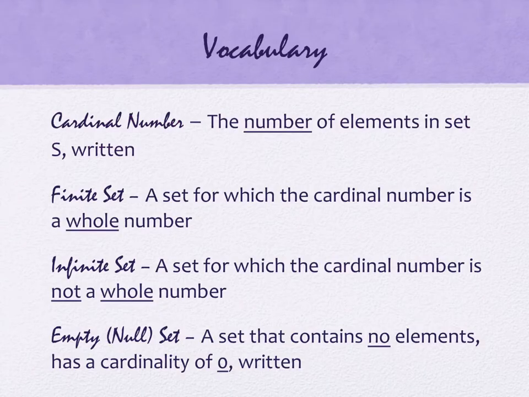All right, a little bit more vocabulary. A cardinal number is the number of elements in a set S. It is written with the letter n and then the set in parentheses: n(S), the number of items in the set S.